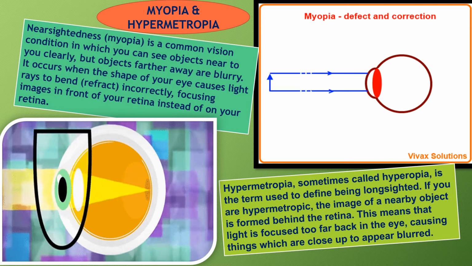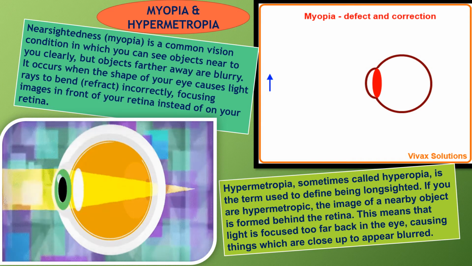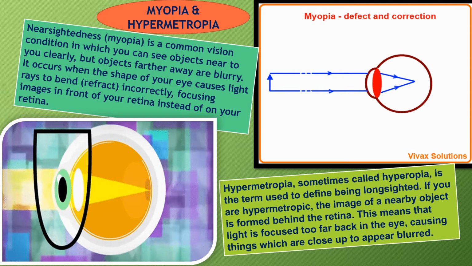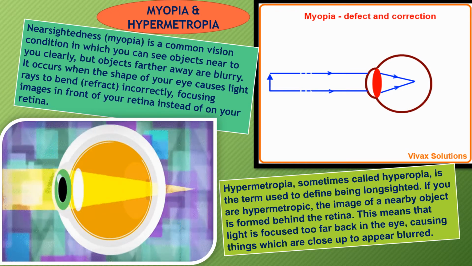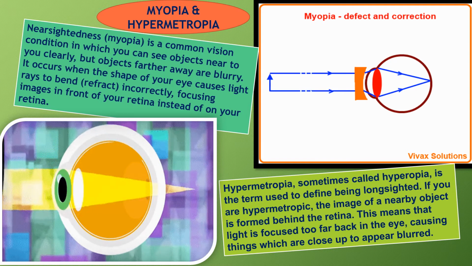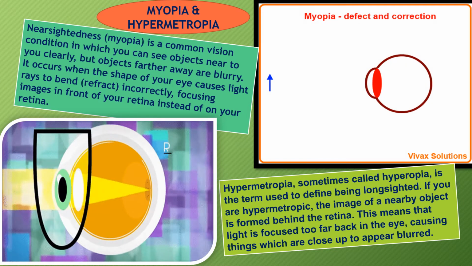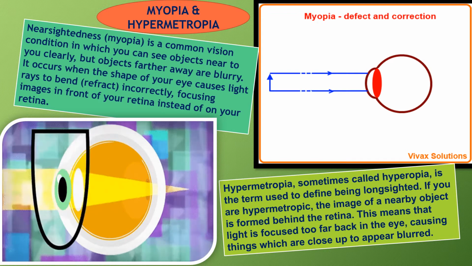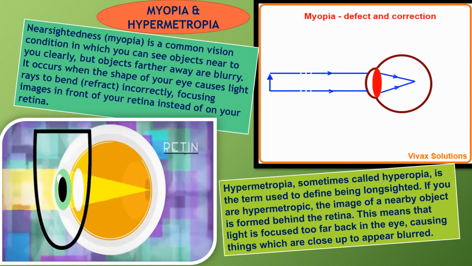This type of defect generally occurs when the eyeball becomes elongated. As a result, the distance between the cornea and the retina is greater than normal. Therefore, the light rays coming from the objects converge or focus in front of the retina but not on the retina. The defect is called myopia. The defect can be corrected by using biconcave lenses or only concave lenses.